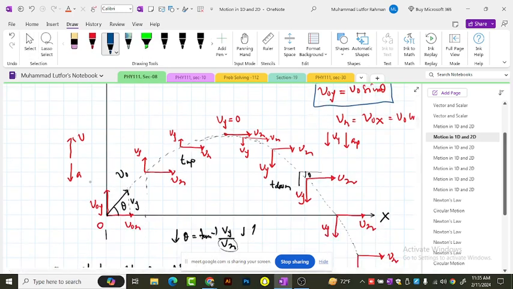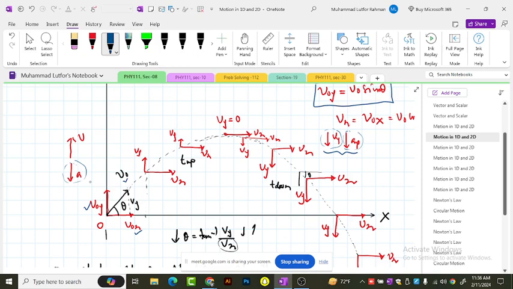I projected that particle with initial velocity v naught, and I also take the initial components, which are v naught x along the x direction and v naught y along the y direction. This is the velocity when it's going in the upward direction, with acceleration in the downward direction. And this is the vy towards the downward direction, and acceleration is also downward when it's going down. These are the two parameters.